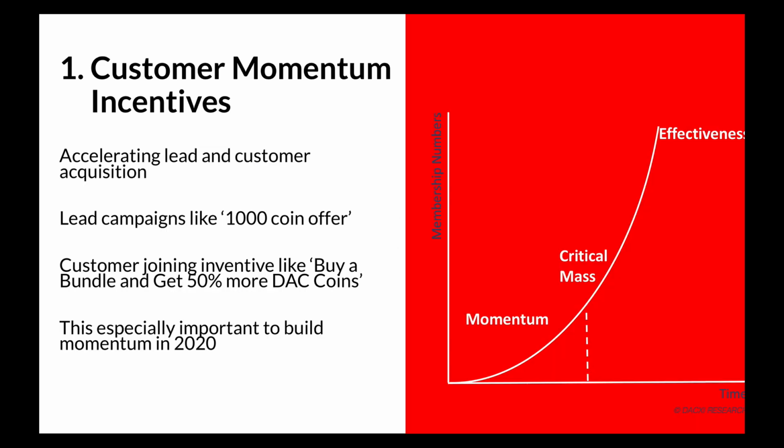The first one is obviously we need to get customer momentum. To have an organization that's large enough to do crowd finance, you need a crowd, and we already do that. So to motivate someone to open an account as a lead, we offer them 1,000 free DAC coins. For someone to become a customer, to buy a bundle, we offer them a bonus of DAC coins. We're using it last year, we're using it now, we're going to especially use it this year. It's very, very effective, and it's a great way to use a currency.